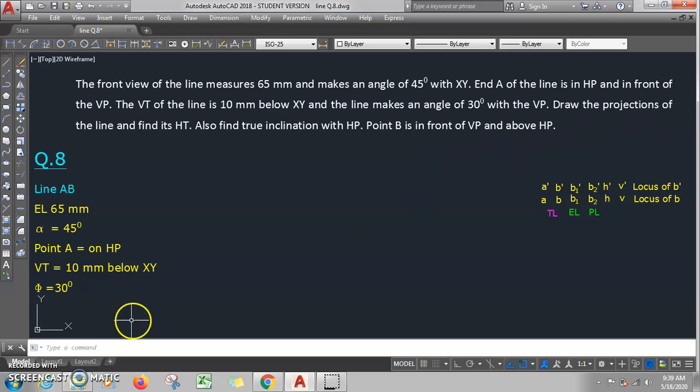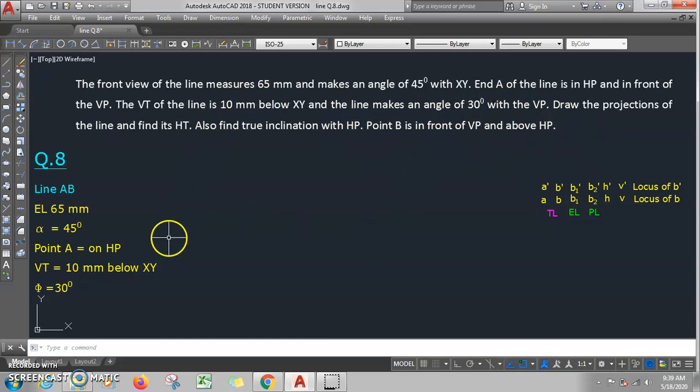Okay, draw the projections. You see how many parameters we have? 1, 2, 3, 4 and 5. Draw projections, and find out its HT. Also find the true inclination with HP, meaning we are asking for theta. Point B is in front of VP and above HP, so it means that point B is in the first quadrant. There is no other meaning for this statement.